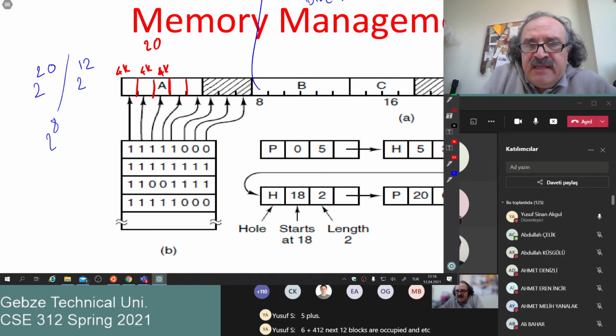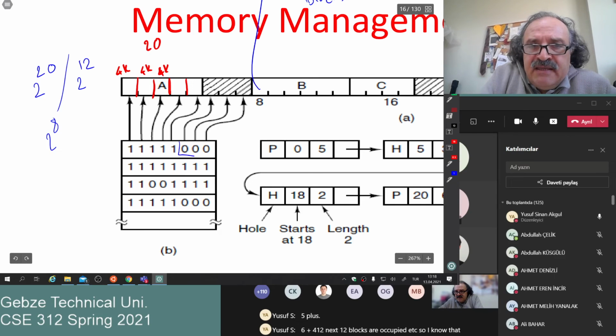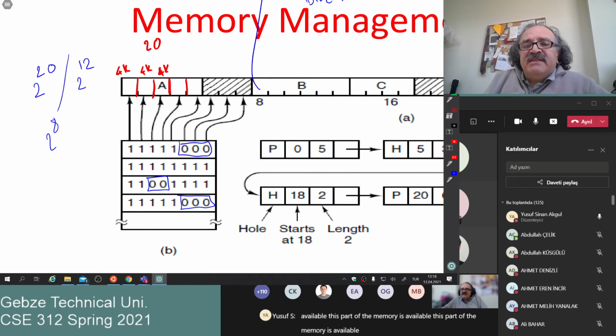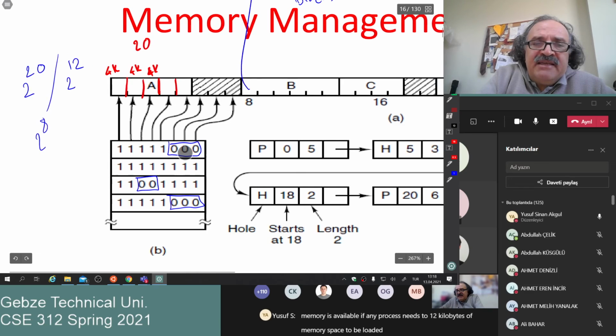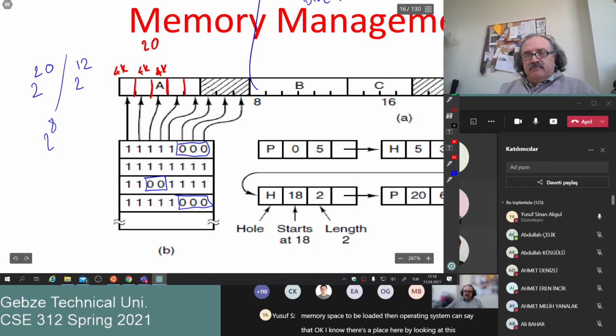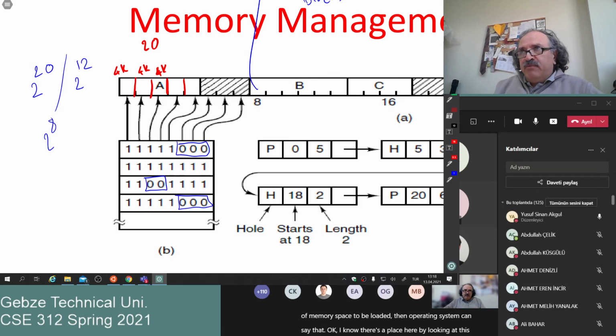So I know that the operating system can see this part of the memory is available, this part of the memory is available, this part of the memory is available. If a new process needs 12 kilobytes of memory space to be loaded, then the operating system can say, okay, I know there is a place here by looking at this table. Okay, that's the first approach.